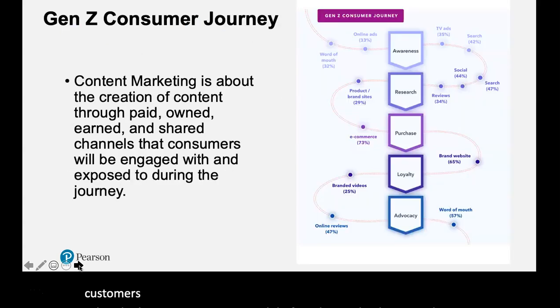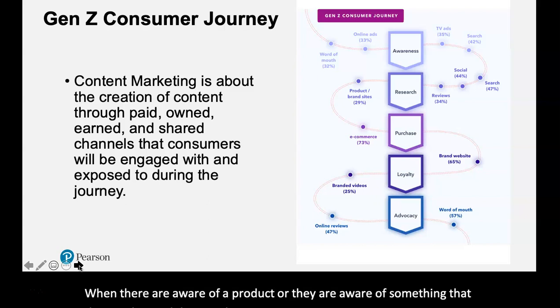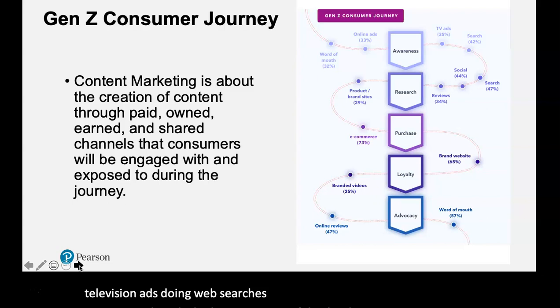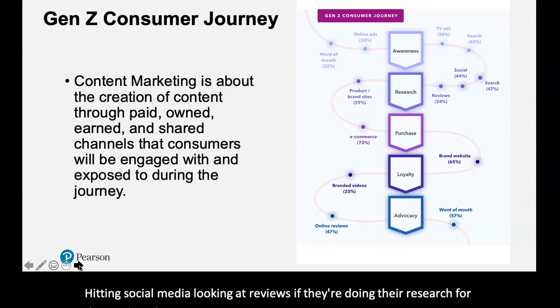This customer journey for Generation Z looks something like this. When they're aware of a product or aware of something that they might need, they may be looking at online ads, word of mouth, television ads, doing web searches, hitting social media, looking at reviews as they're doing their research for the product. They may go to the product's website or the company's site. They may start looking at e-commerce, obviously, maybe Amazon or buying directly from the companies, and they make their purchase. Then, as you can see, as you go from awareness, research, purchase, loyalty, and advocacy, where people really like your product and they actually will tell people about your product, look at all the different touch points that they go through throughout the marketing and the purchasing process.